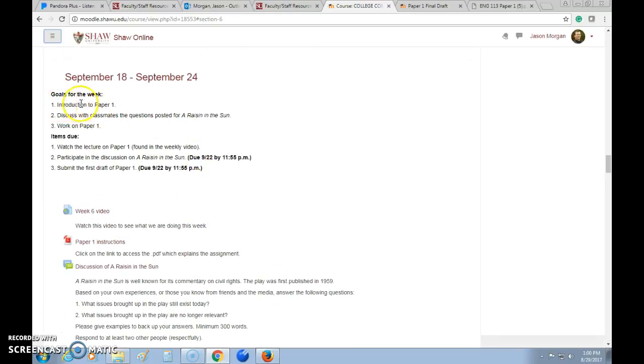So the goal is to introduce paper 1. Up to this point in time, we've been writing some essays, but now we're going to write our first full-blown paper 1. In addition, we're going to have a discussion forum on some questions posted for A Raisin in the Sun, and you'll begin to work on paper 1. So that's what the goals are for this week.